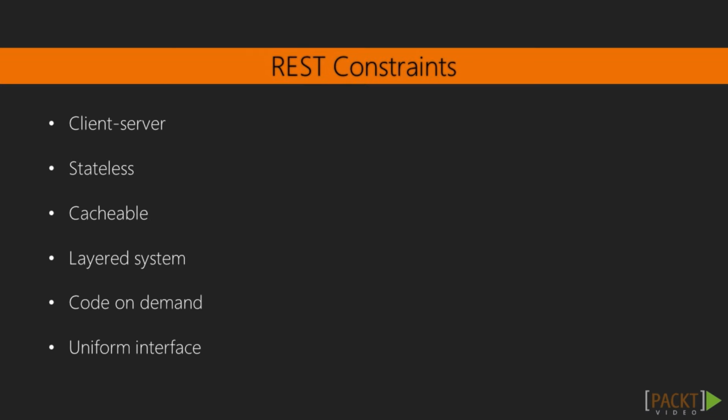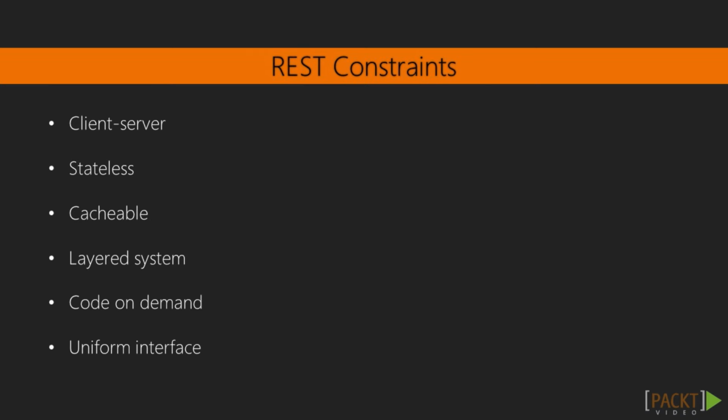Client-server means that uniform interface should separate clients from servers. This separation means that clients don't care how data is stored on the server, and server doesn't care what user interface the client is using. As long as they follow the interface, clients and servers can be developed separately.